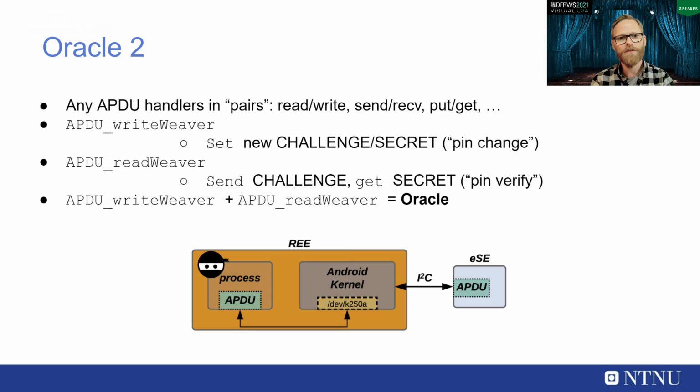APDU write Weaver is used when you set a new screen lock or change your screen lock on the mobile device. Then, of course, a new challenge and secret is generated, and this is sent to the secure element chip for storage. So you can verify this challenge when you try to verify your screen lock, by using the APDU read Weaver. Any attempt you do on the screen lock will end up in a challenge, and this challenge will be sent to the secure element chip and verified against the challenge set by APDU write Weaver, and then you get the secret back.